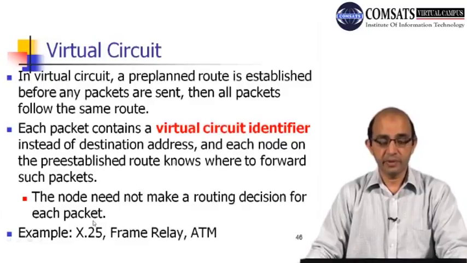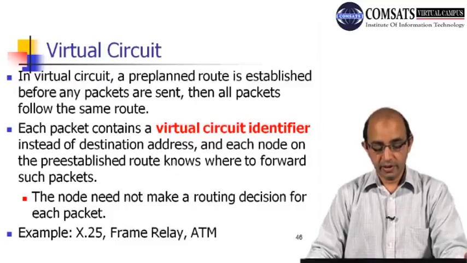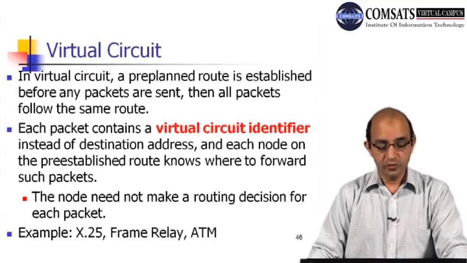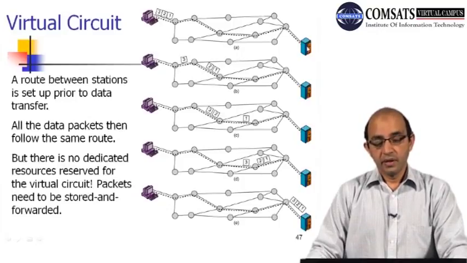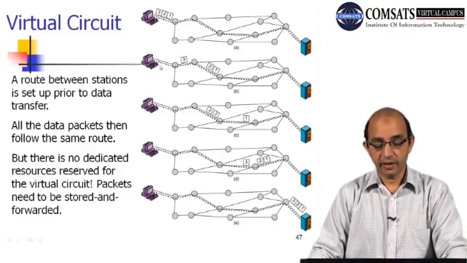Some examples of virtual circuit types are ATM, frame relay, and X.25 communication. So here we have virtual circuit. Before the actual communication starts, we have a virtual path that has to be established between the source and the destination, right? Here we have the source and here we have the destination, and the virtual path is established, and after that all the packets will be following the same path, right?